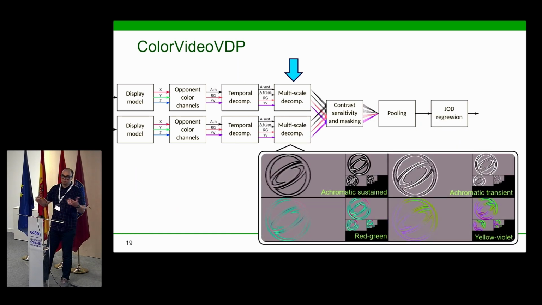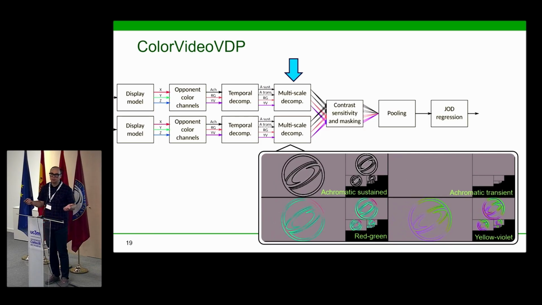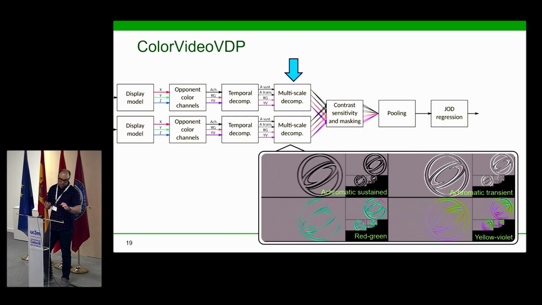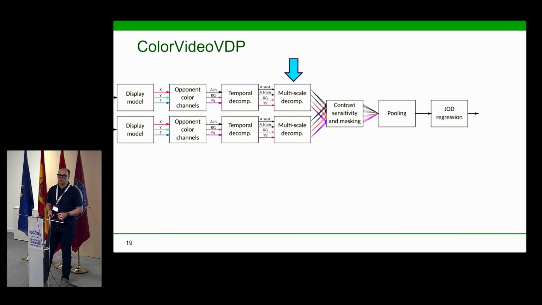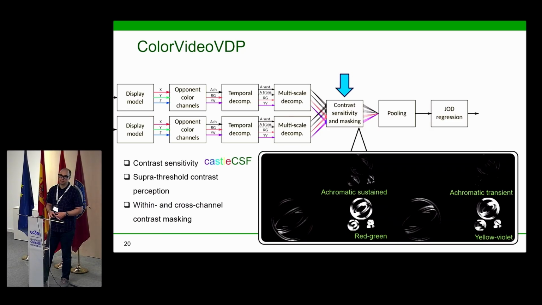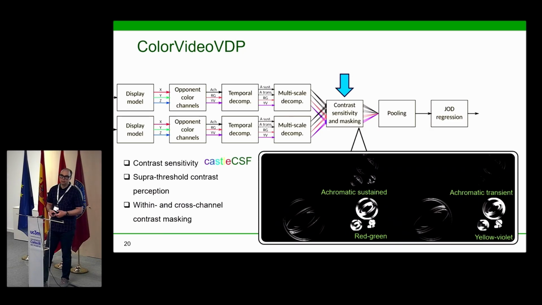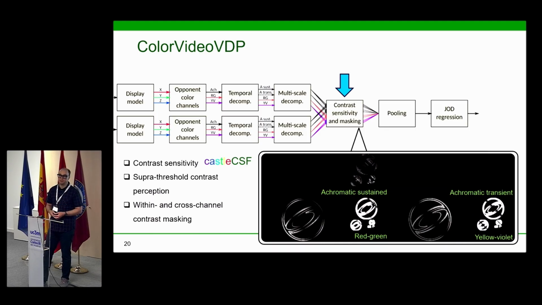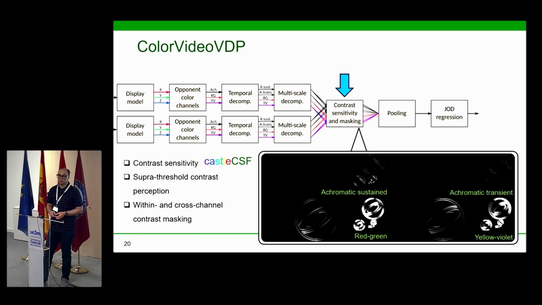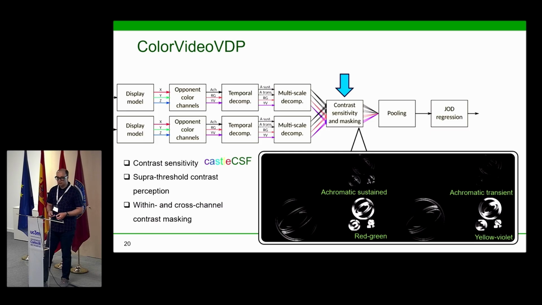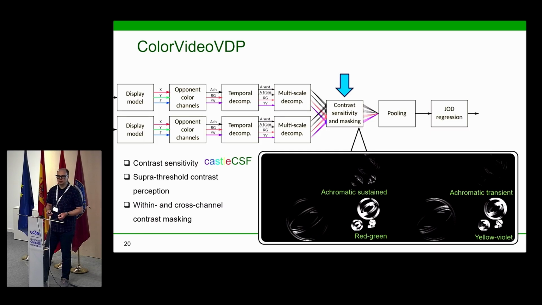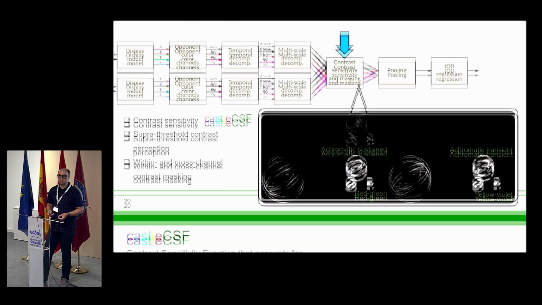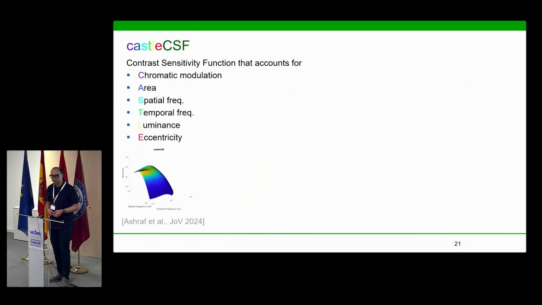We have multiband decomposition, a very popular component of many metrics that account for spatial vision. And then the core of our metric is the model of contrast sensitivity, contrast masking, supra-threshold contrast perception, and we also model cross-channel masking. I don't have too much time to get into the technical details of contrast masking, but let me tell you about Castle's SF, because I think this is another important contribution.